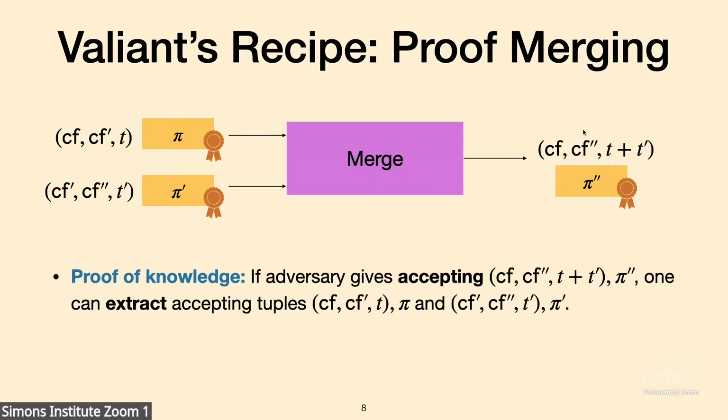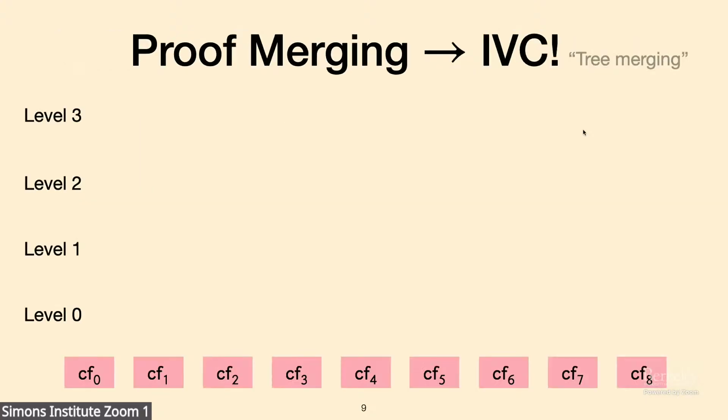And hopefully you can say this new proof has knowledge soundness. So if you have an accepting proof here, you can extract accepting underlying proofs for the previous hop. And the crucial thing here is you want this new proof to be very short. You don't want to end up doubling the proof every time. You want this one proof to be the size of one of the underlying proofs, not both proofs. So to see that having a merge algorithm like this is enough to get IVC, here's a picture of how you might do it.